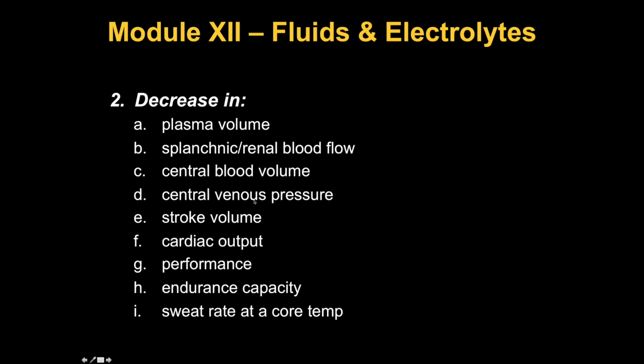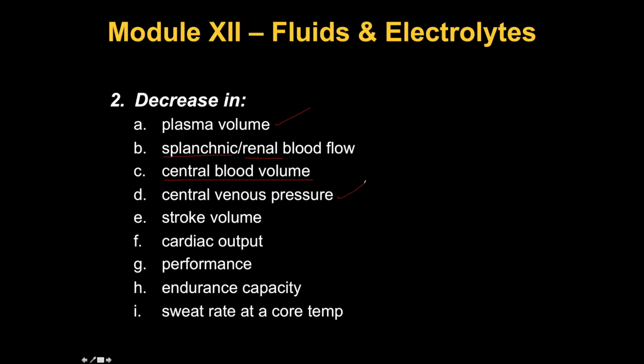We're also going to get a decrease in plasma volume. So we saw that earlier. We reduced the amount of overall water. We're going to reduce the splanchnic renal blood flow. So the GI tract is going to receive less blood flow, as well as the kidneys. The central blood volume that I was telling you about is going to be reduced because we're pushing some of that blood volume now to the skin. That also causes a reduction in central venous pressure.